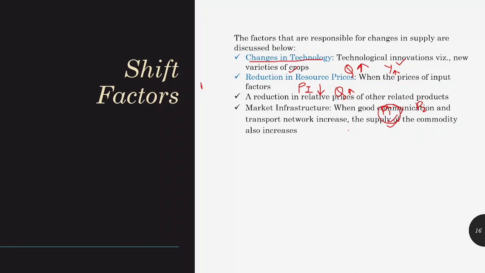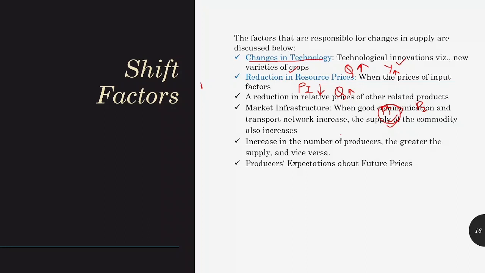So what will happen? Supply will increase. Now another factor is increase in number of producers. So if the number of producers is increasing, obviously there will be an increase in supply. Then the last one is producers' expectation about future prices. So the best example for this is prices of sanitizer.